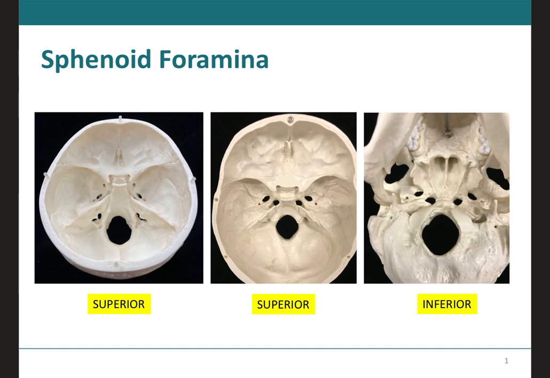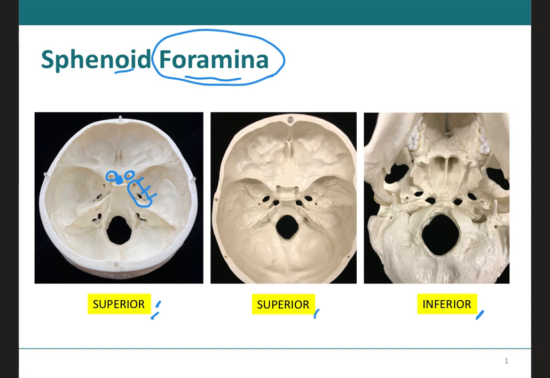I added this image so we can go in a little bit more detail with regards to the sphenoid foramina. Foramina is the plural of foramen. These are superior views, and this last one is an inferior view. Over here, we can see the sella turcica right here in the middle. These would be your optic canal on a superior view of the skull. And here you have the three little holes that are the foramen rotundum, foramen ovale, foramen spinosum.